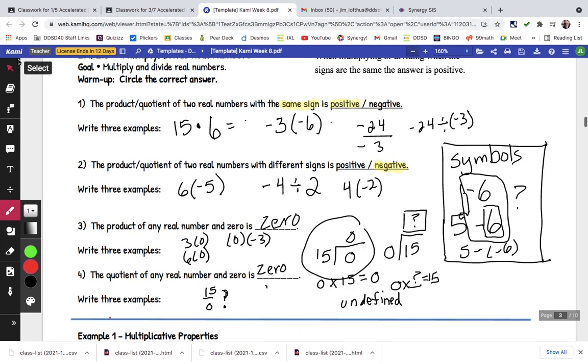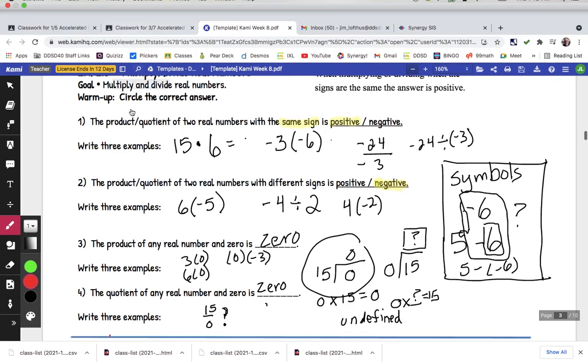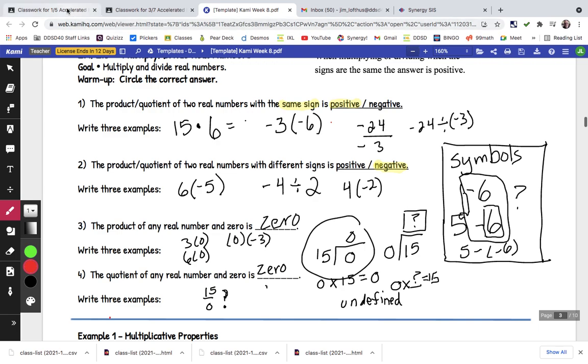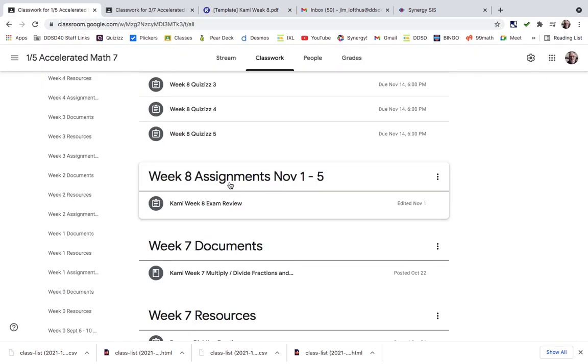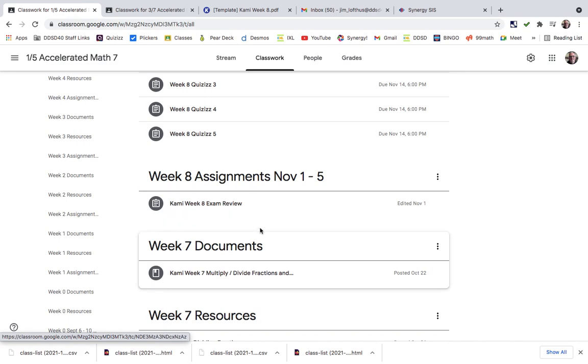In class today, we worked on CAMI week 8 together. So that is right here, week 8 assignment. It's the only assignment for the week, so you need to put some time into it. It's going to be worth about 30 points.